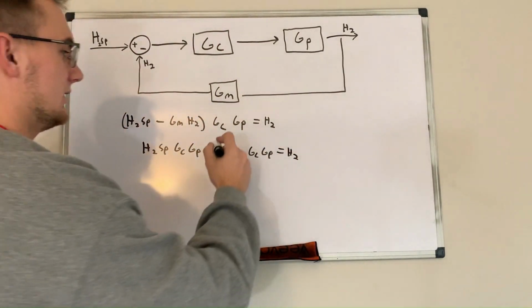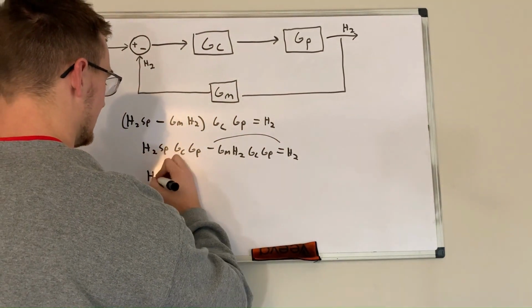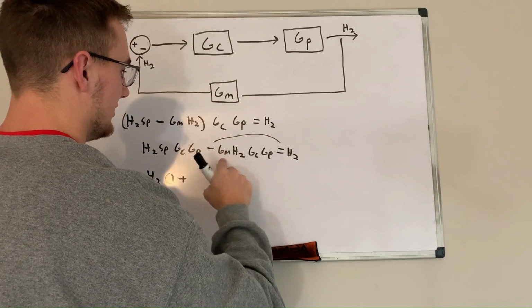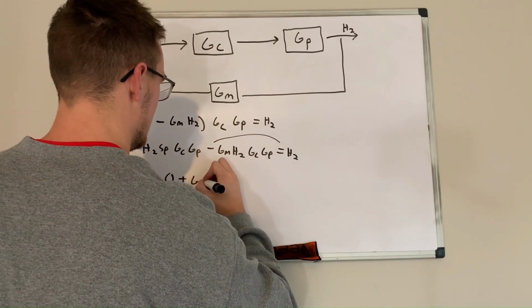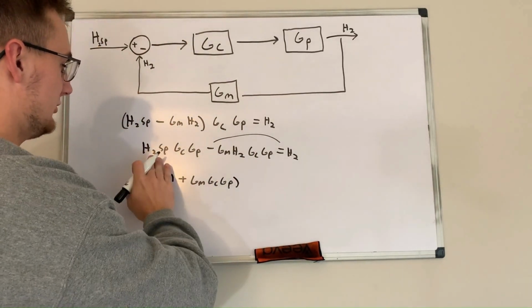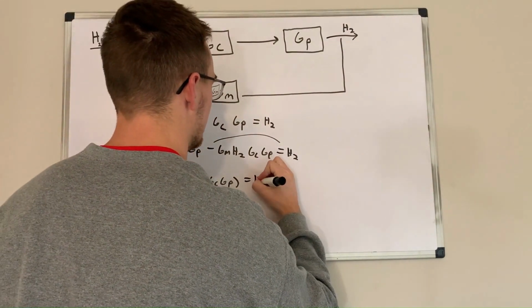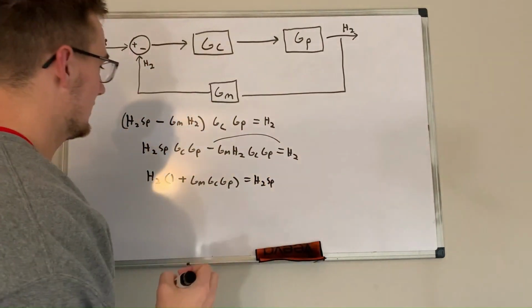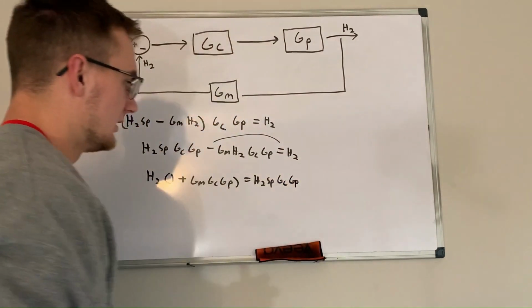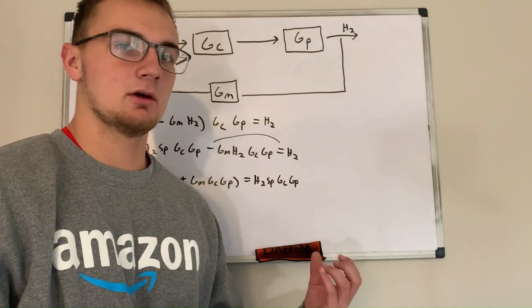Now I'm going to bring this over to the other side. If we do that, we'll bring H2 out. We'll have a 1 here since we have H2 in there, plus GM, GC, GP. And this will all be equal to H2 set point multiplied by GP and GC. So H2 set point, GC, GP. Okay, now we can divide across here and isolate H2.